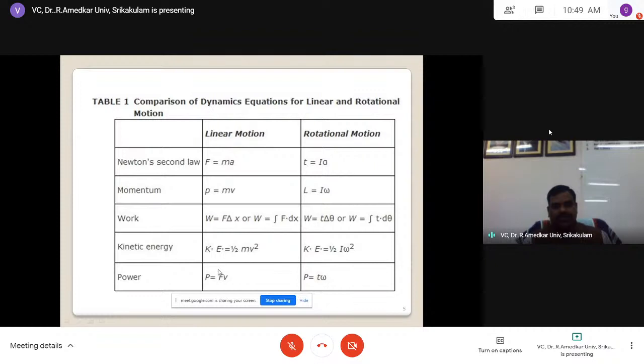Force into velocity and torque into omega. P is equal to T omega. Power is equal to F into velocity. See, this is how the systems compare between the translation degree of freedom and the rotational degree of freedom.